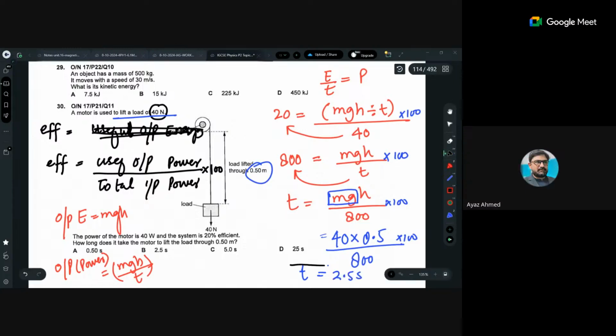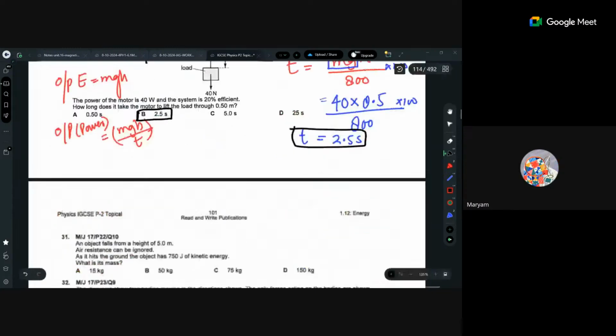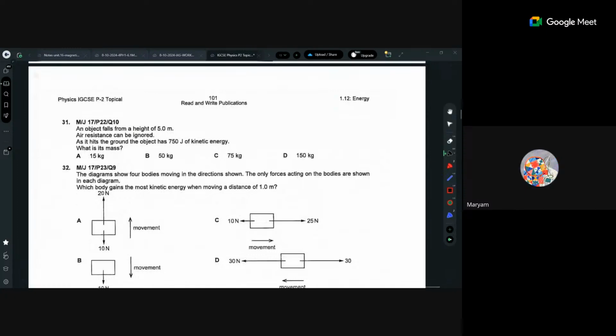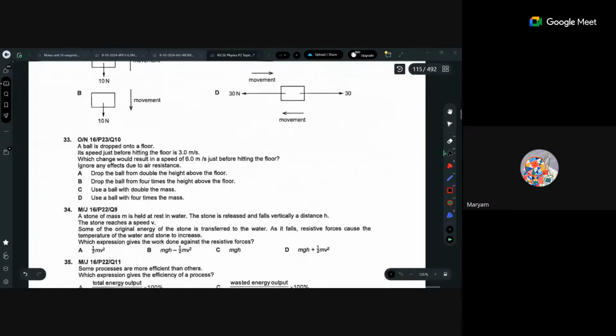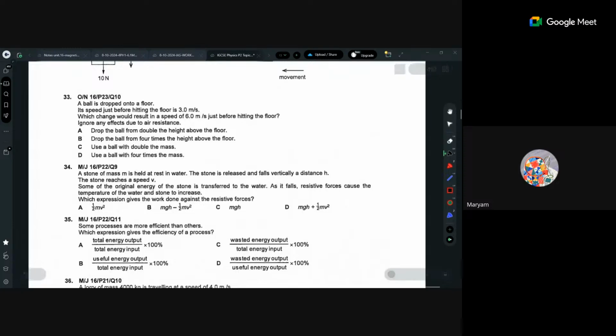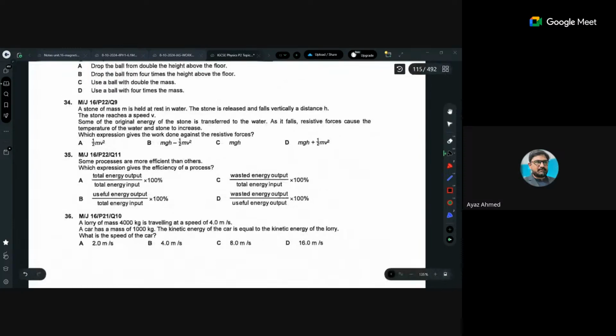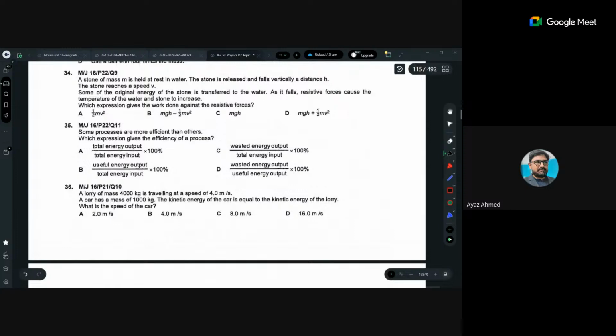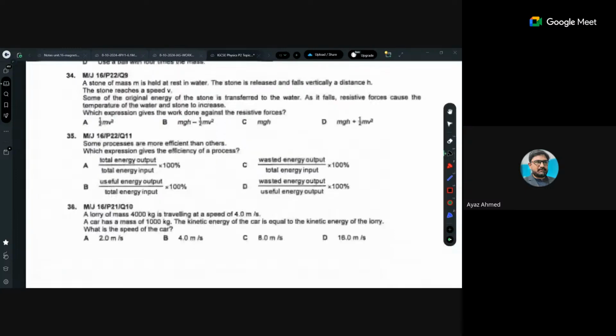Is it clear to you? Yes. That's why I was wondering about MCQs of efficiency, because they are actually the hardest questions of your work, energy, power chapter. Sir, they're really long though. Yes, they are. As I told you, efficiency questions are the tough questions. Okay, go to that one.